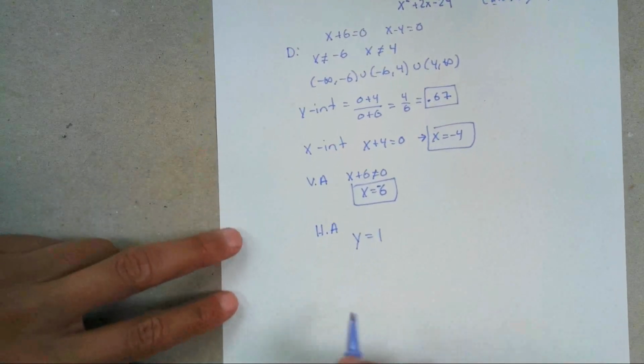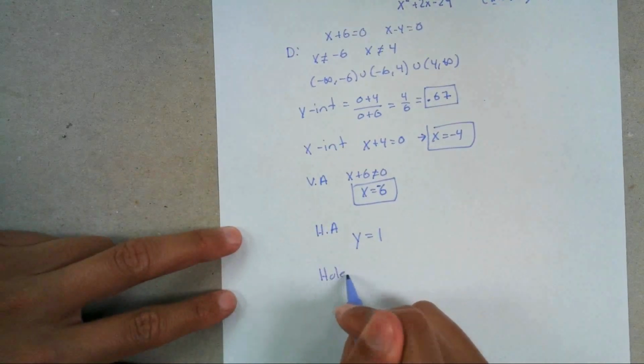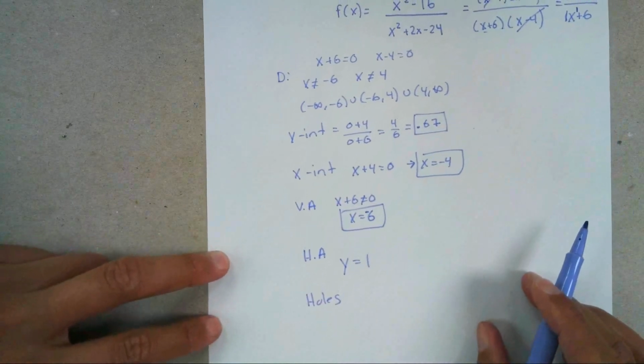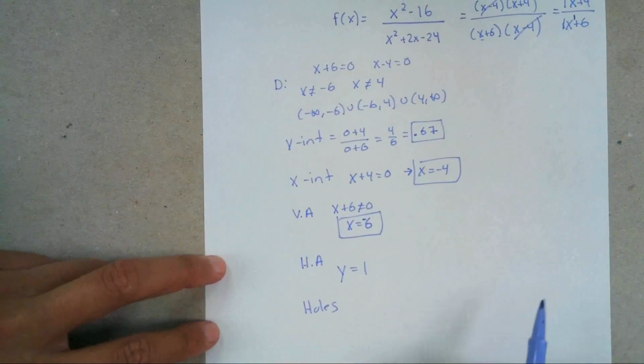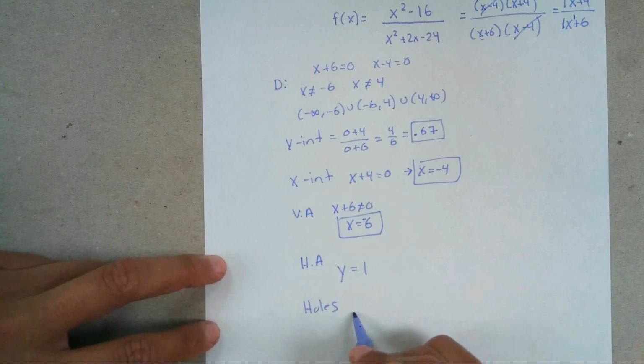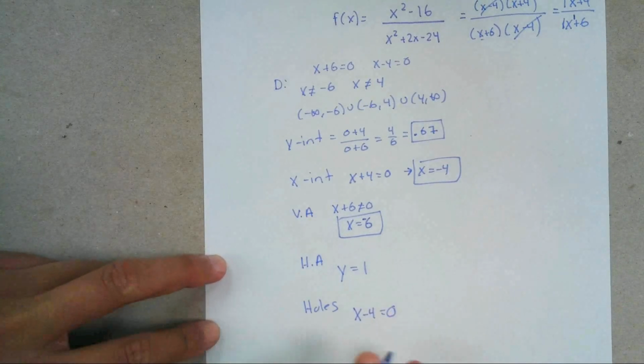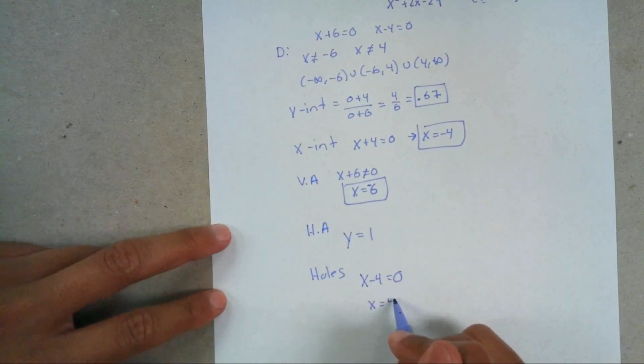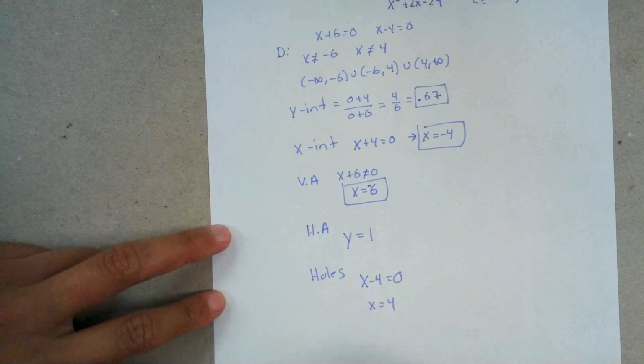Now the next step is, are there any holes? Now remember, we crossed them out, so that means that there's going to be a hole. So to actually find the hole, you're going to set the one you canceled out equal to 0 and solve for that. Only the one you crossed out. x equals 4. That means you have a hole at x equals 4.